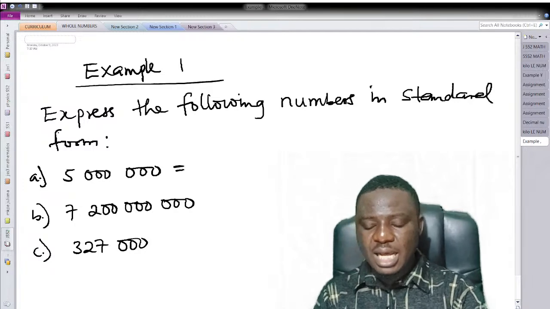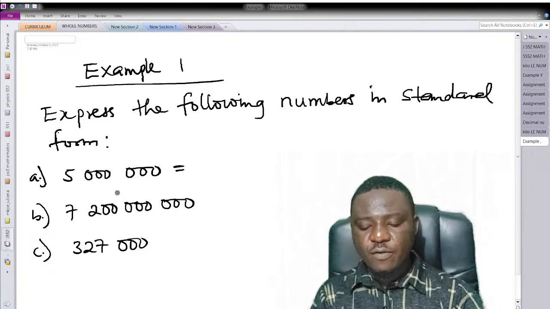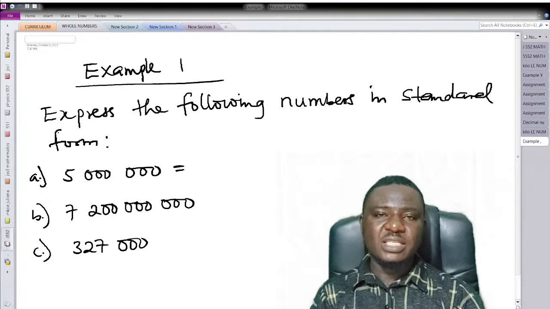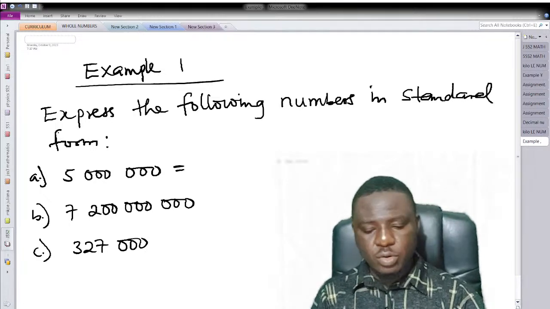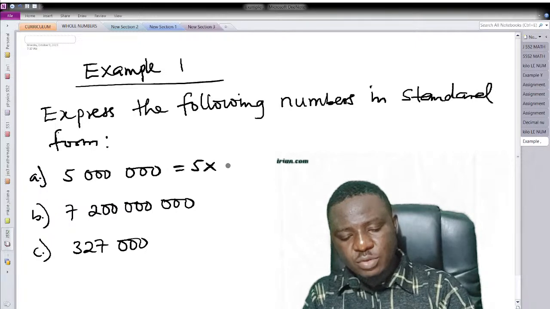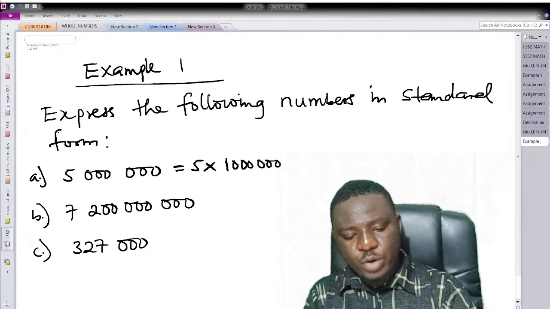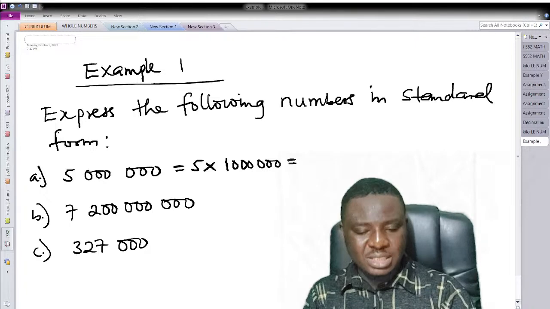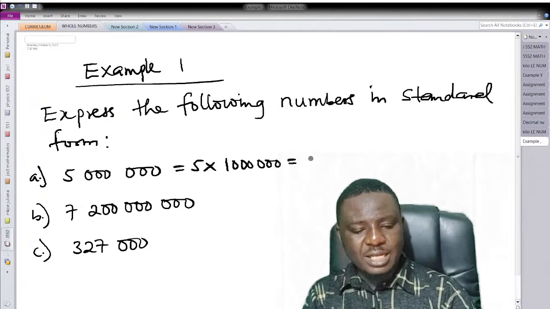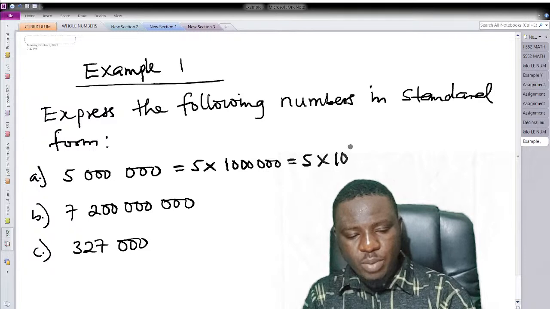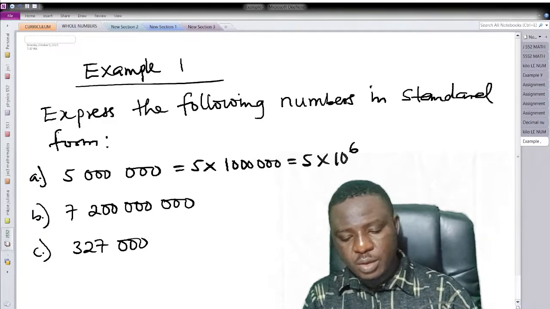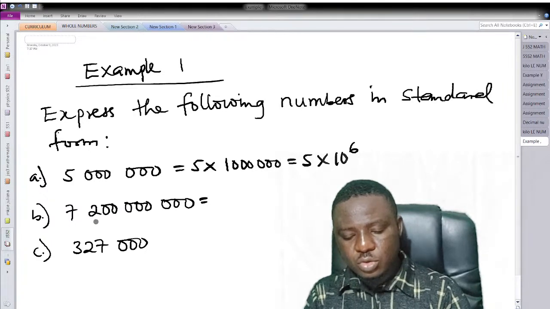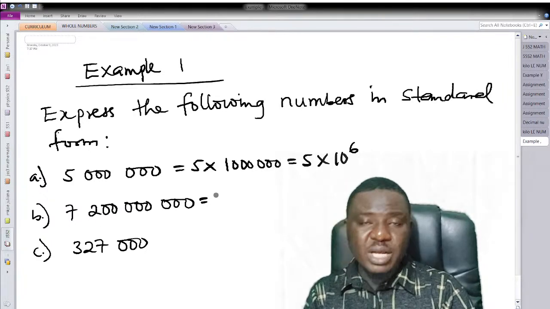Now remember, at the last class, we said 5 million can be expressed as 5 times a million. And this becomes 5 times 1 million, of which 1 million has already been expressed as 10 to the power 6. So definitely, this is 5 times 10 to the power 6. Number 2, 7,200,000 can be expressed in standard form.